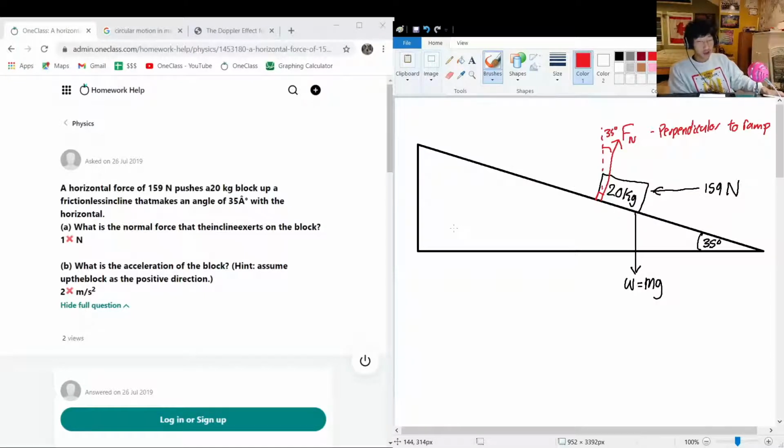Okay, so let's actually draw this free body diagram again, but off the ramp. Okay, I'll do this in black. I can kind of imagine this as a particle.